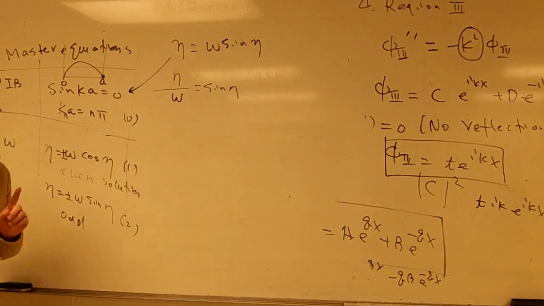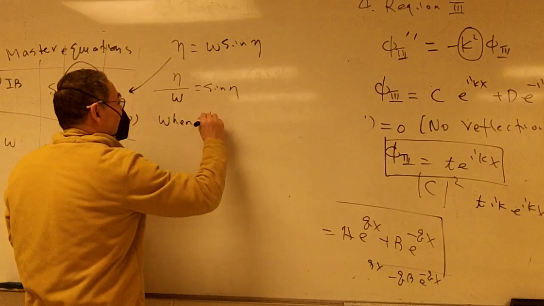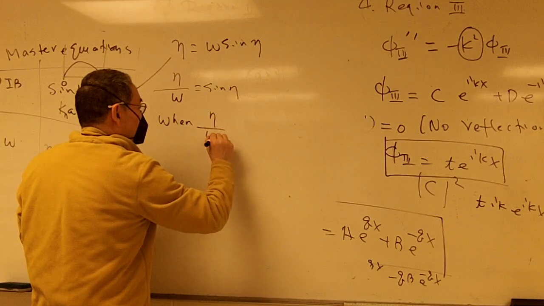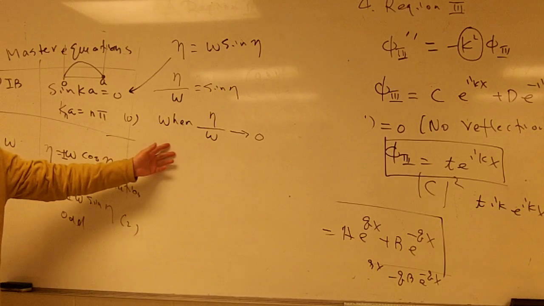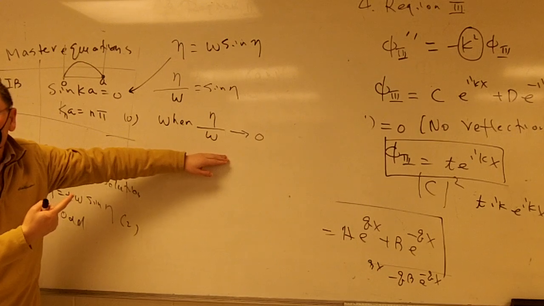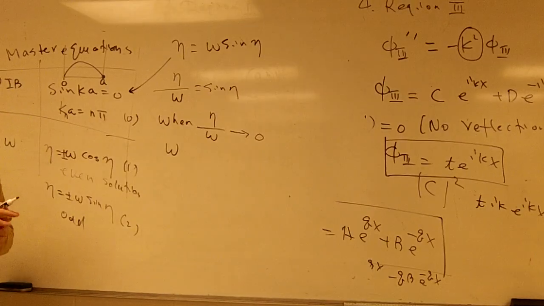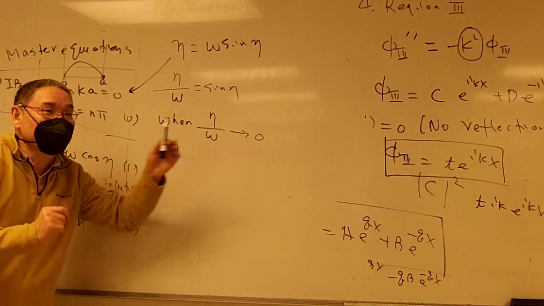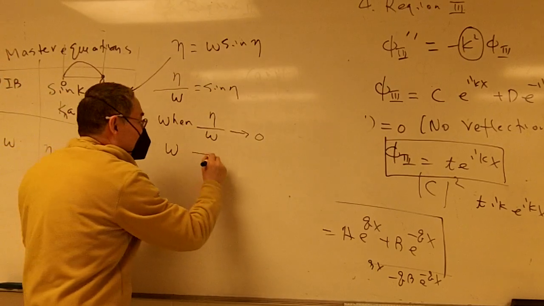Did you see this? Question is when eta divided by epsilon goes to 0. At what condition does this go to 0? What happens to omega? Omega has to be small or large? Large, how large does that have to be in order to get a 0? Infinity, exactly.